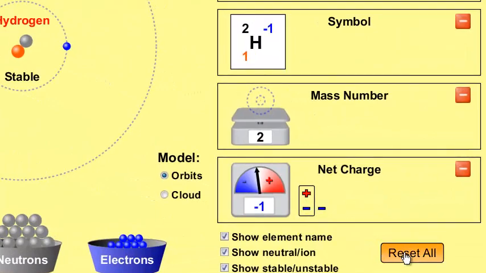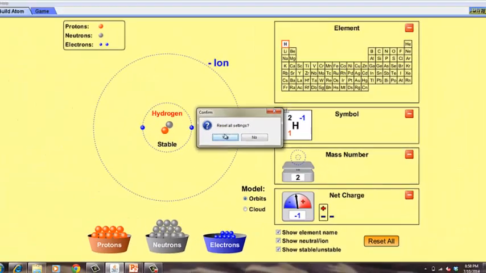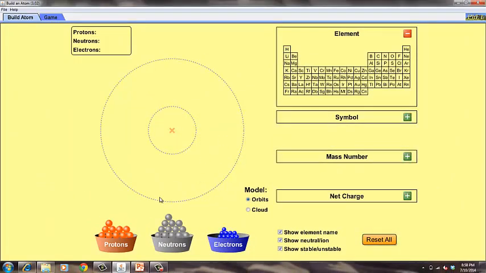Now we're going to build carbon. Carbon, if you remember, has an atomic number of 6. So I'm going to give it 6 protons. 1, 2, 3, 4, 5, 6. And again, note as I added each proton, the name changed, and it also went across the top of the periodic table, which are numbered in order of atomic number.